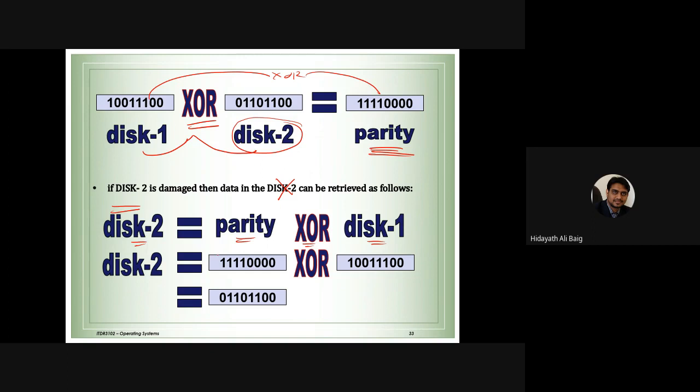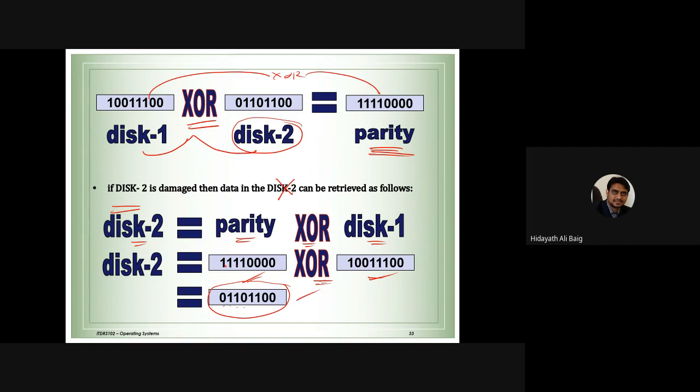So let's see that now. Our parity block is this one, 11110000. The original disk 1 is 10011100. Now when we do XOR on this, 1 and 1 becomes 0, 1 and 0 becomes 1, 1 and 0 becomes 1, 1 and 1 becomes 0. So you understand the concept, right? Now when we do parity block XOR disk 1, we get this information, and this information should be our disk 2. See the disk 2: 0 1 1 0 1 1 0 0. So 0 1 1 0 1 1 0 0.